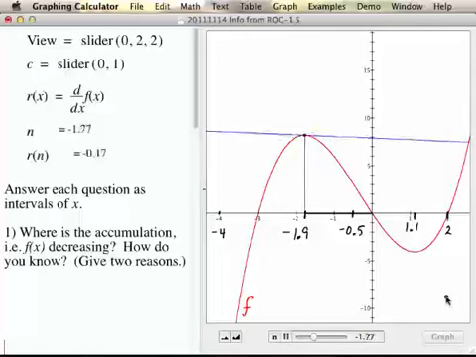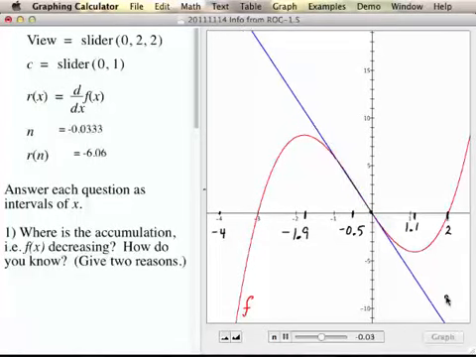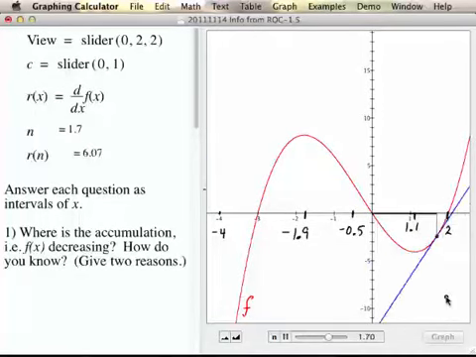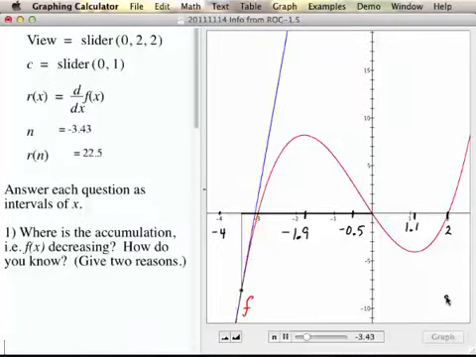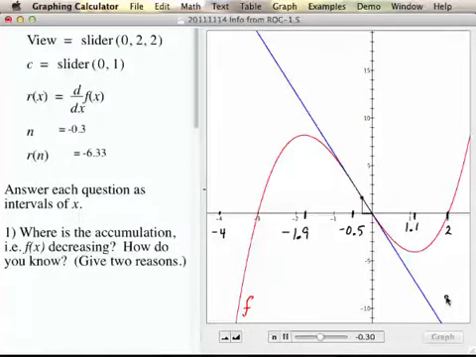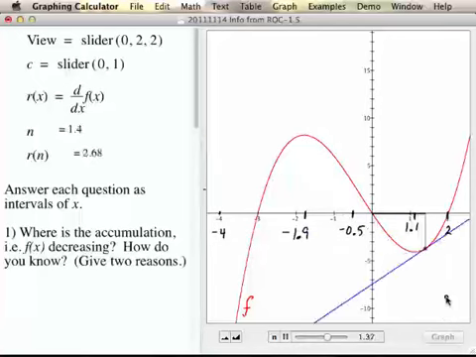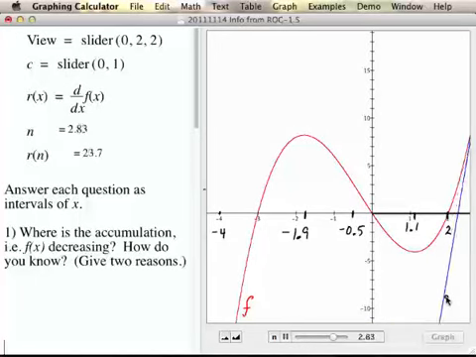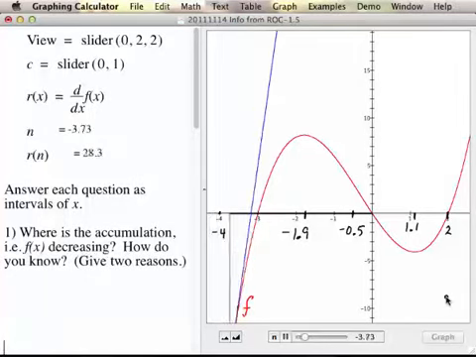So here's some key x values that you might use to define intervals: -4, -1.9, -0.5, 1.1, and 2. What do you think? Where is f, the function f, or the outputs of f, where are they decreasing? In what interval or intervals?